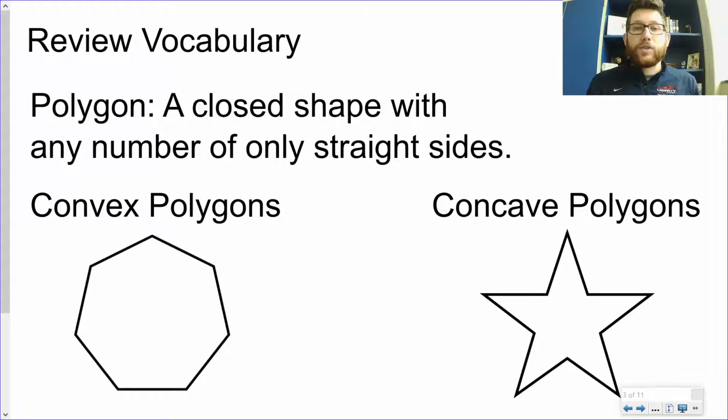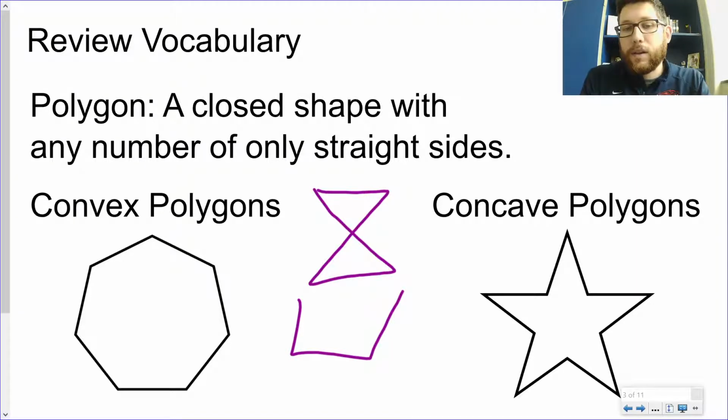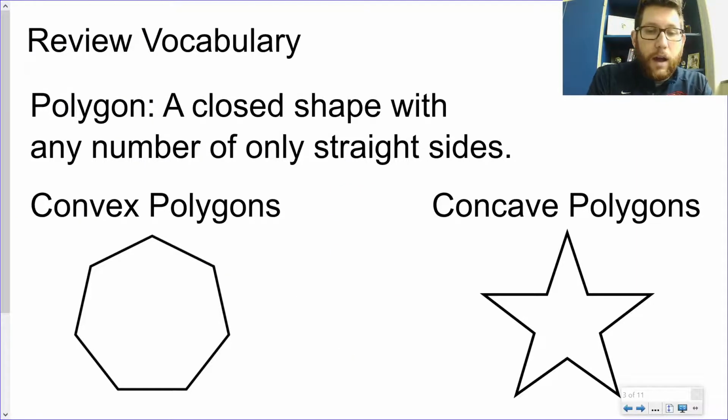And it's closed, so they're non-intersecting. You can't have something like this, which would not be a polygon because there's an intersection point here. And something like this would also not be a polygon because it's not closed. Okay, so those are some polygon definitions.